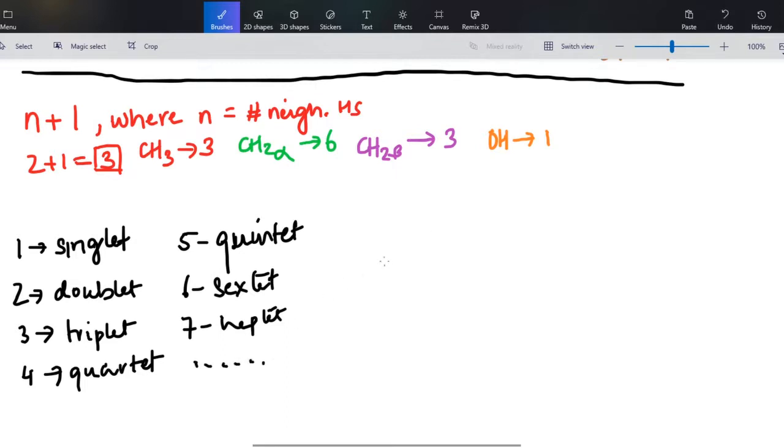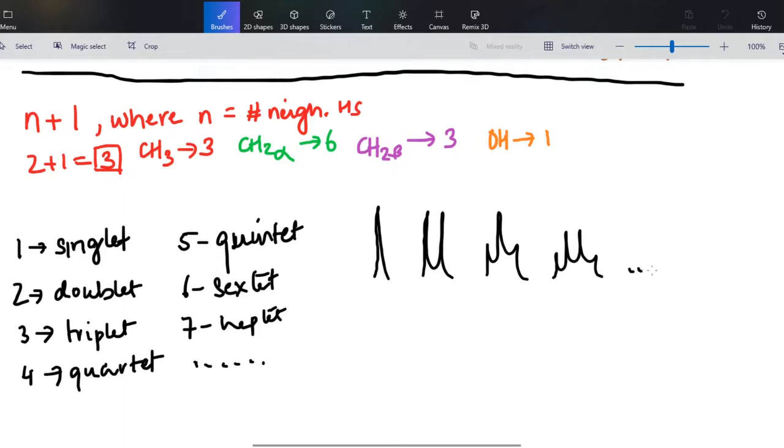Now, what do these look like? A singlet, as you can already tell, is a peak with just one, or is just a singular peak. A doublet is 2 peaks together. A triplet is 3 peaks. A quartet, 4 peaks, and so on and so forth.